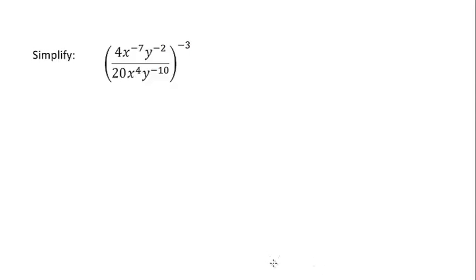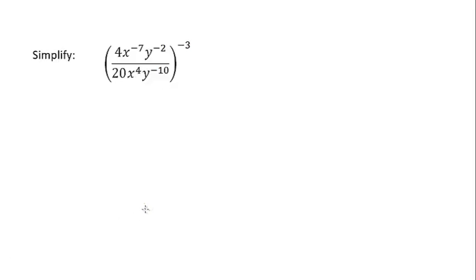Let's take a look at how to simplify another expression involving positive and negative exponents. This time we're going to simplify 4x to the negative 7th y to the negative 2nd divided by 20x to the 4th y to the negative 10th, all raised to the negative 3rd power. Wow, it looks kind of intimidating at first, but don't worry, we're just going to follow our steps.